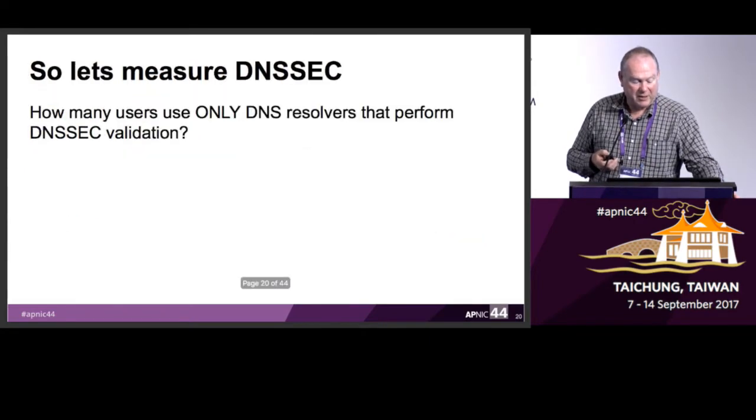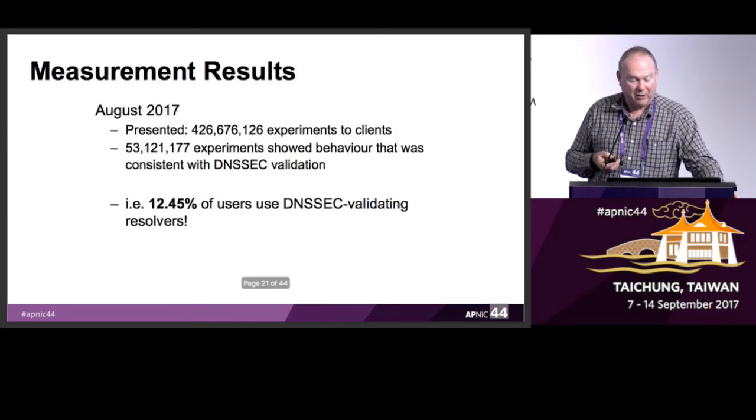So the first lot, DNSSEC validating, and we can actually measure those people. How many users sit behind only DNSSEC validating resolvers?